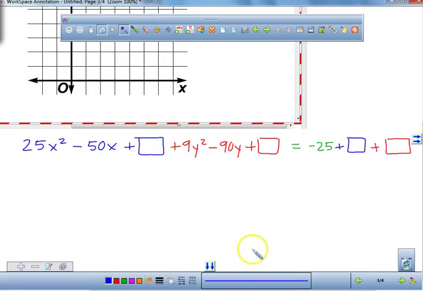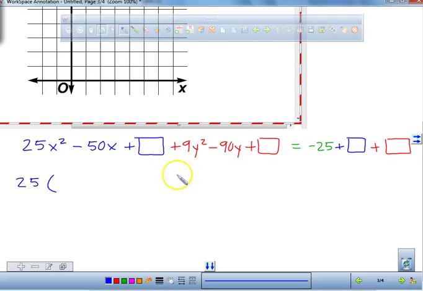So, the next thing that I want you guys to do is this. I want you to factor out the 25 out of this. And then I want you to factor out the 9 out of this and set it equal to negative 25. And just please put a square here and a square right there. Alright, I'm going to pause right now. Go ahead and factor everything out, see what you get.